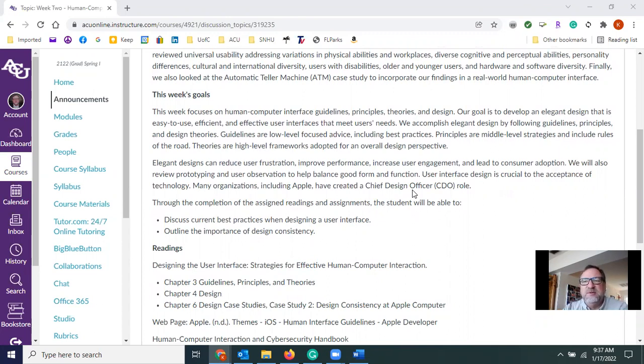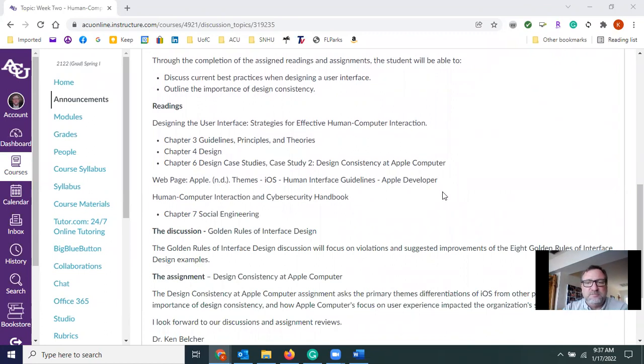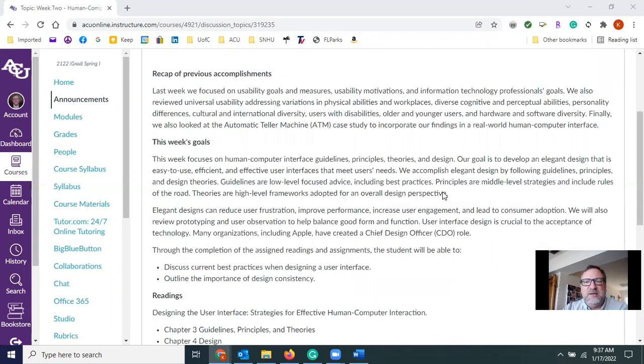As we look at this, we're trying to create an elegant design, which is something that's easy to use, efficient for the user, and effective for the application as well, with the ultimate goal of getting adoption. As you go through the readings, and especially the Apple interface guide, Apple is a great case study. Apple is well known for their interface being elegant and easy to use. Ultimately what you're trying to do as a company is gain adoption through the users, especially with the Apple products. They're trying to gain market share and gain user adoption.